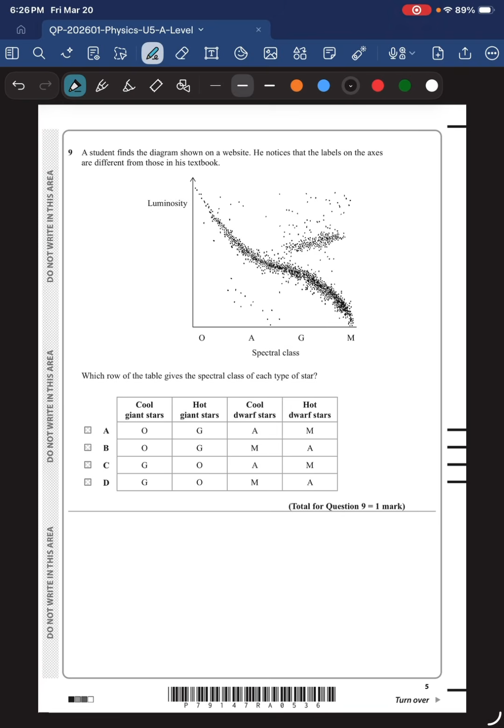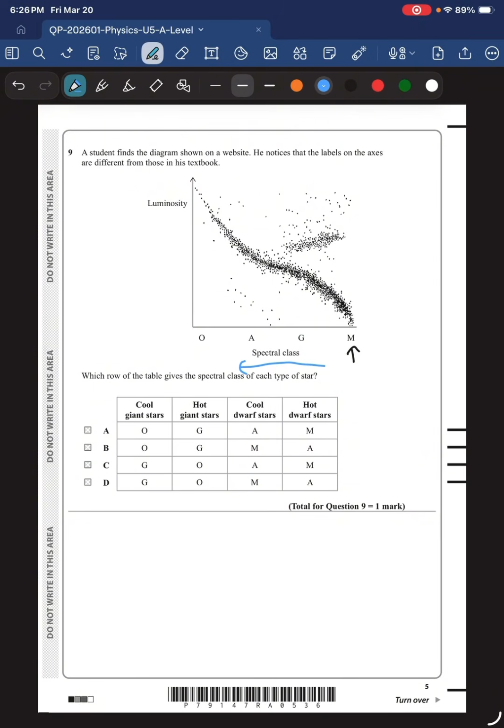Okay, so let's start with M. M is a cool dwarf star, right? Because remember that this is a Hertzsprung-Russell diagram, and in these diagrams, temperature increases to the left. Therefore, M here has the lowest temperature, whereas O has the highest temperature. Now, M is in the main sequence, so it's just a dwarf star in the main sequence.